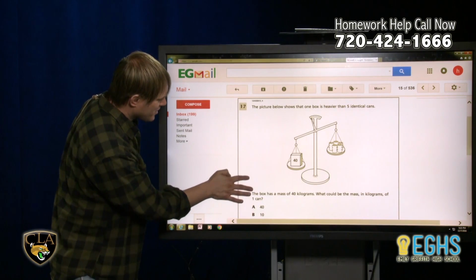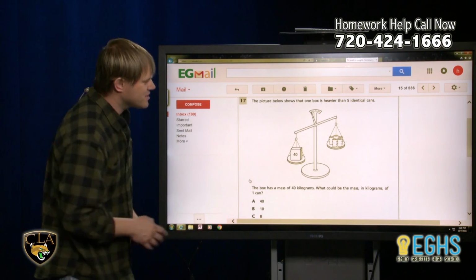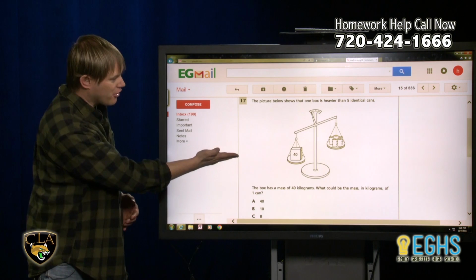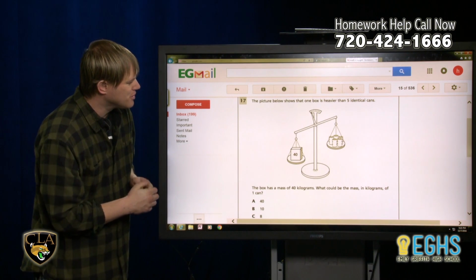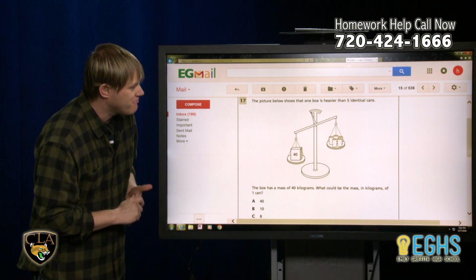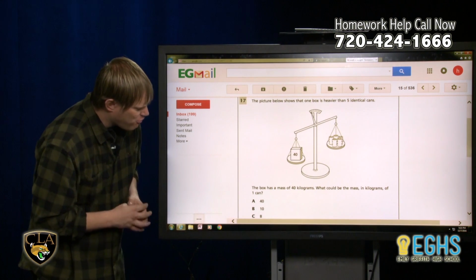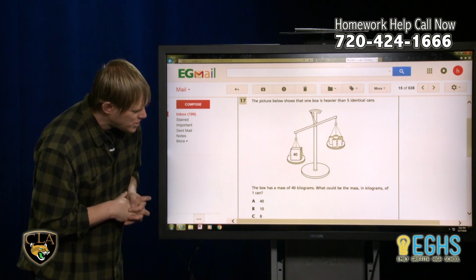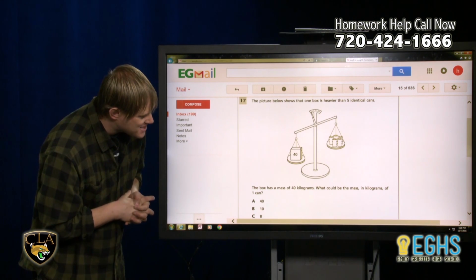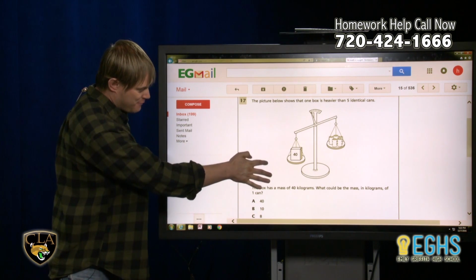Kind of a quick one here. This has a picture of a scale right here. And it says the picture below shows that one box is heavier than 5 identical cans. The box has a mass of 40 kilograms. What could be the mass in kilograms of the can?